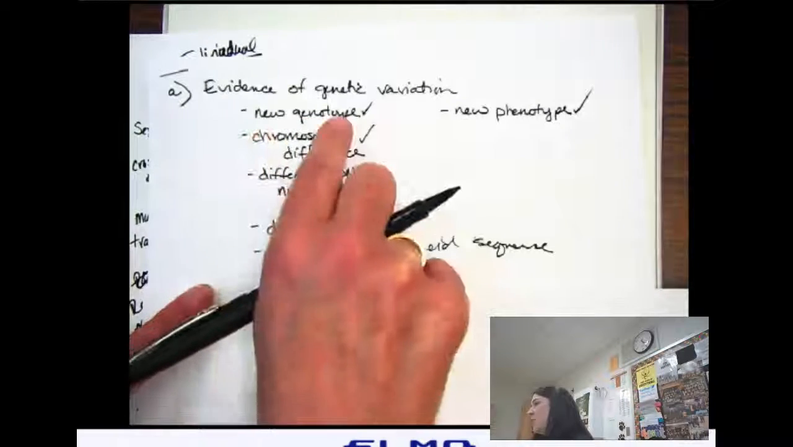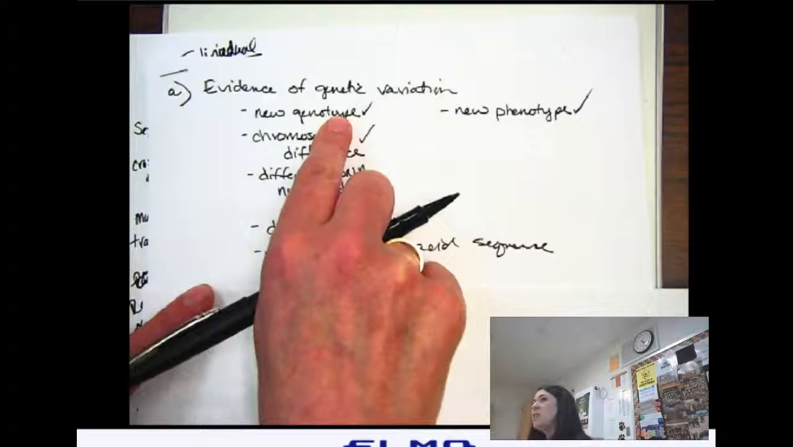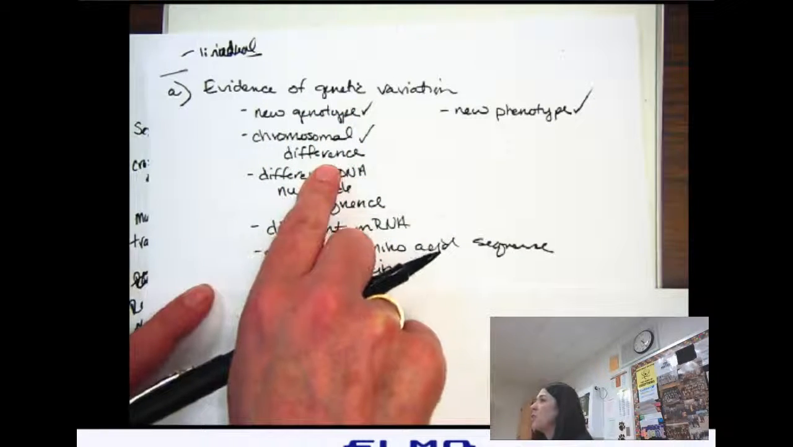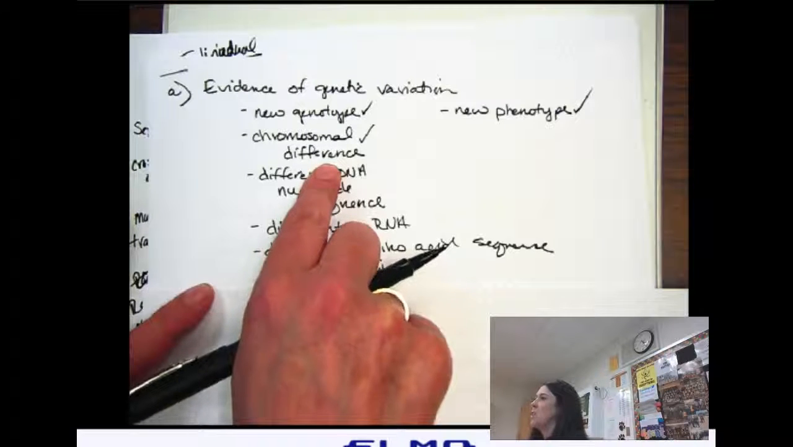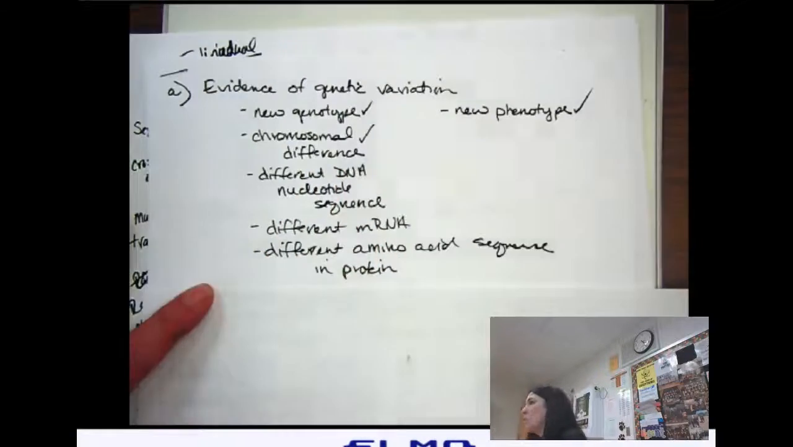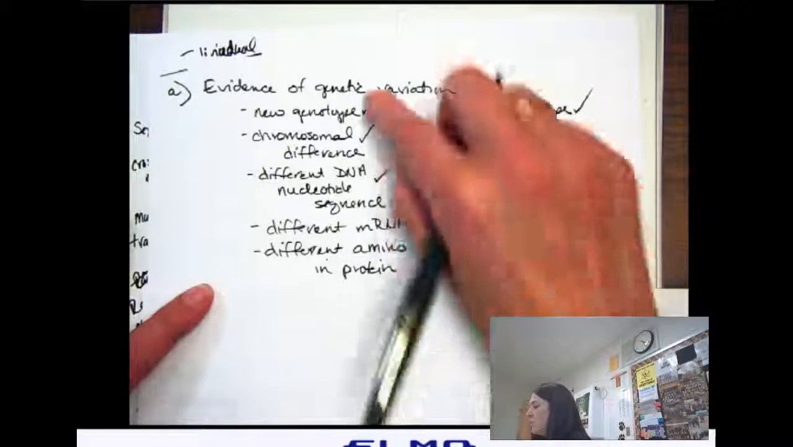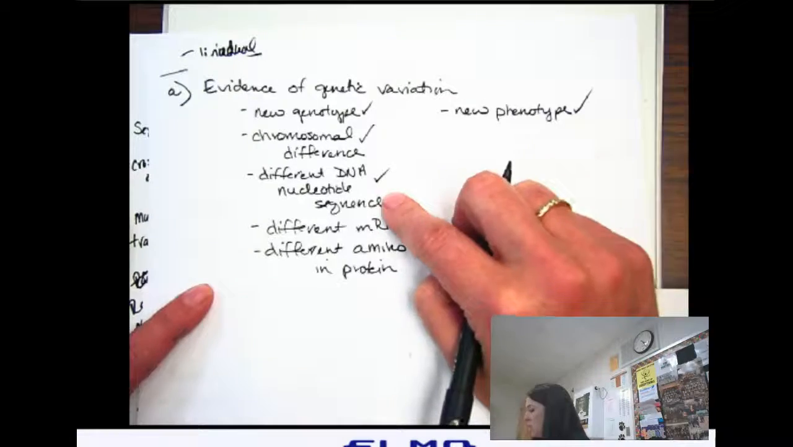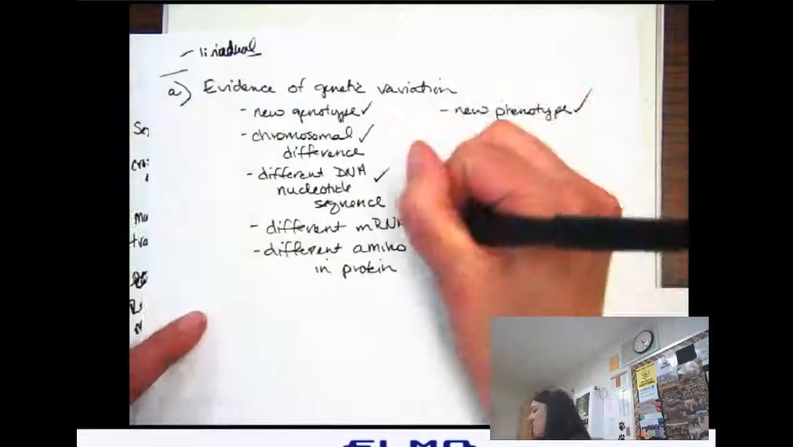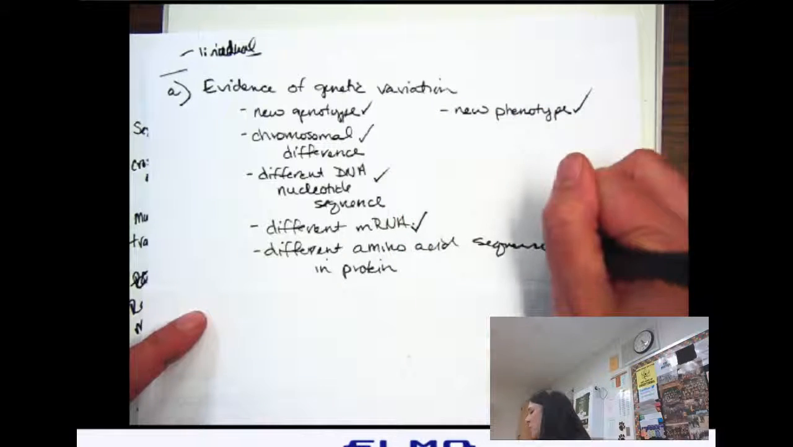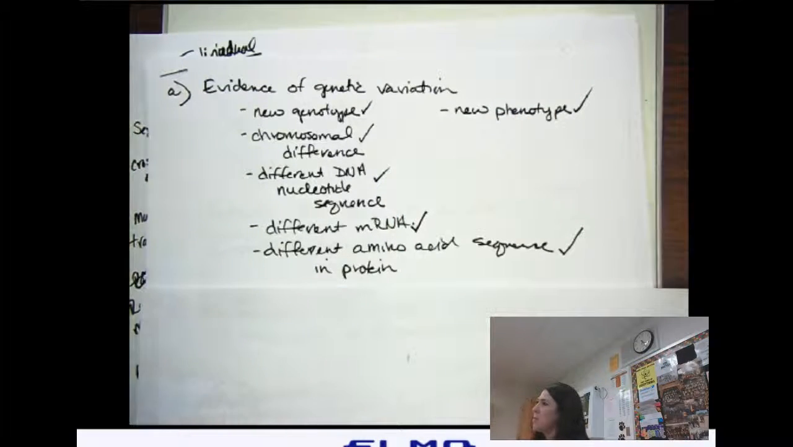So when they say new genotype, that means a new DNA nucleotide sequence. A difference to the chromosome might be like, hey, I have 42 pairs of chromosomes and this fly has 52. Like there's more, this one has more than this one does. Here's a difference in DNA nucleotide sequence, which is the same as a different genotype. But if the DNA is different, that means the messenger RNA would be different, which would mean your amino acids would be different. So any of those would be fine.